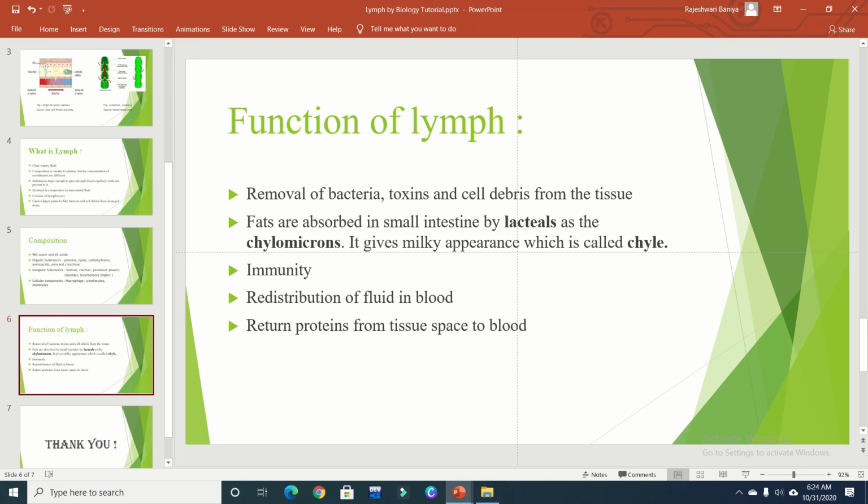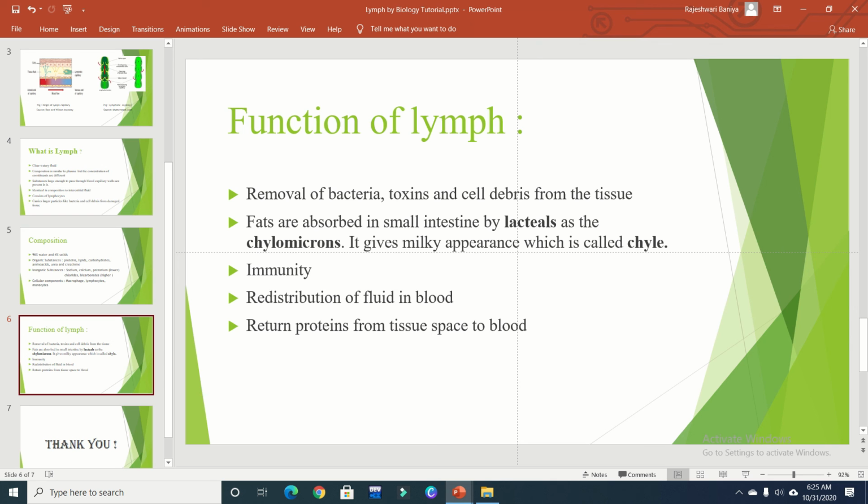Fats are absorbed in the small intestine. As we know, the food we take in our daily life, if it contains fat, then our body needs to absorb that fat. Our cells need that fat, which is collected by the lacteals. Lacteals are a type of lymphatic capillaries. The lymphatic capillaries will absorb the fat in the form of chylomicrons. Chylomicrons are a collection of fat globules. When the fat enters the lymph, it gives a milky appearance, which is called chyle. Okay, immunity.